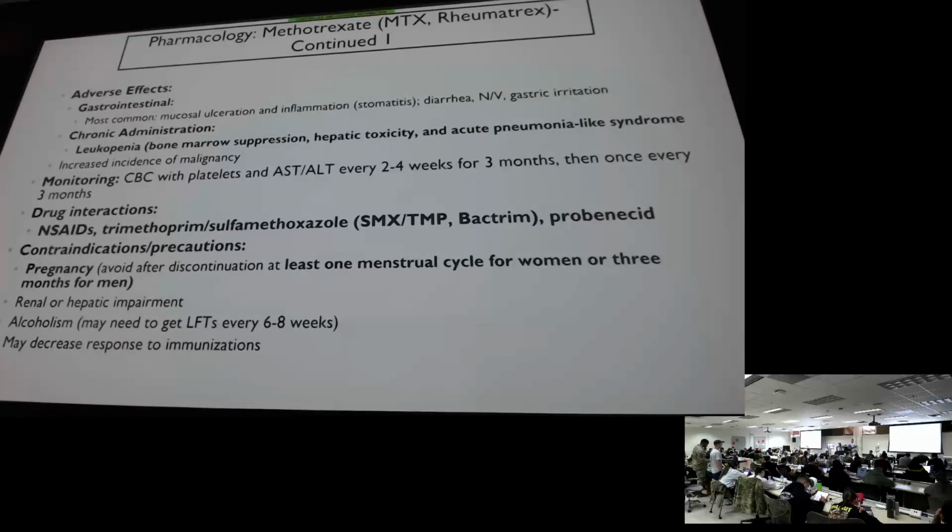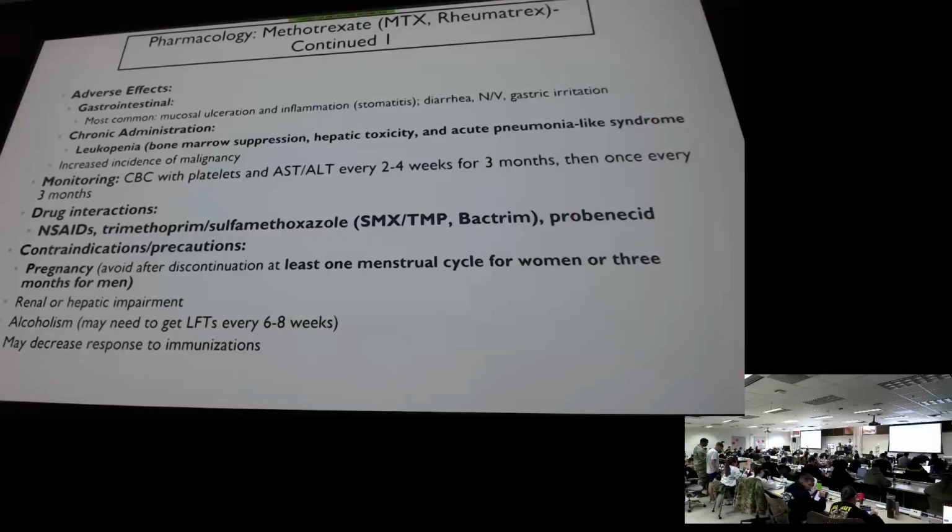Adverse effects. GI is most common, that mucosal ulceration and inflammation. So know that stomatitis is mucosal ulceration and inflammation, and that's from the decreased folate, the decreased folic acid.